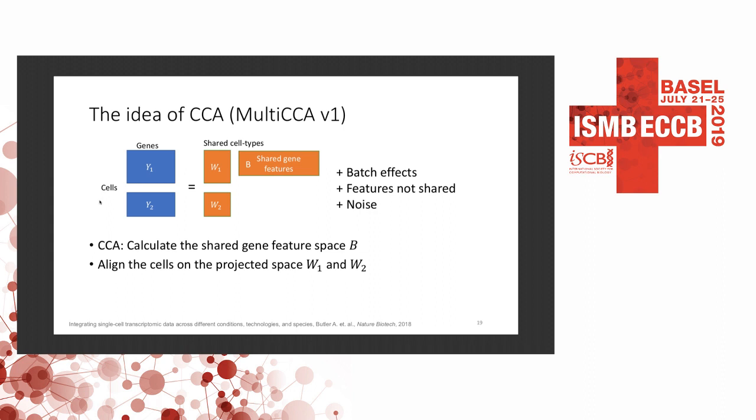And for each row, it is the gene features for that cell type. So they share some common gene features, but these cells have different projections on these shared gene features. But of course, these data sets also have some unique things. For example, they have different batches, and also they have features that are not shared. They also have technical noise.